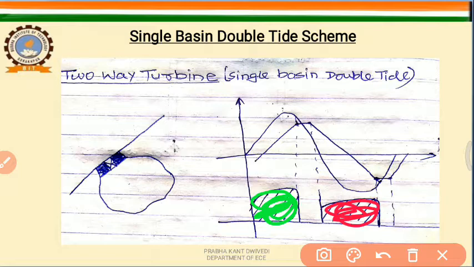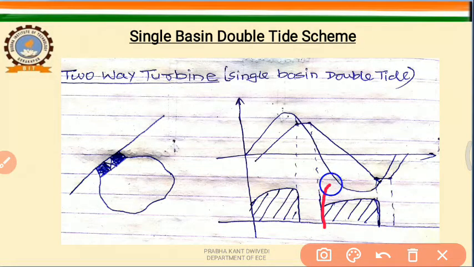So which power will be more, this one or this one? As I told earlier, during the emptying of the basin more water is available, so this power becomes more than the power generated during the filling of the basin.